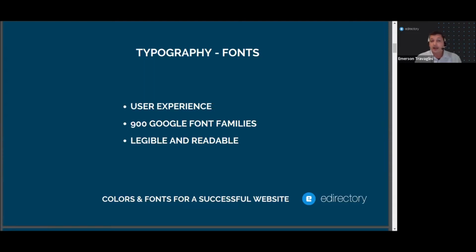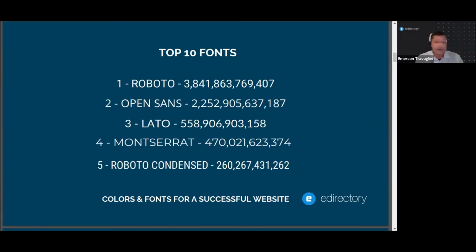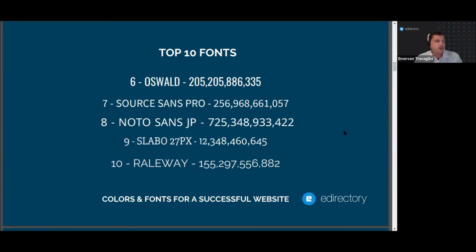Google has the data of the most viewed font families of the past 12 months, and I can say that there are trillions of views recorded. The most used fonts on the web are these: Roboto, Open Sans, Lato, Montserrat, Roboto Condensed, Oswald, Source Sans Pro, Noto Sans JP, Slabo 27px, and Raleway. All these fonts are available in eDirectory.